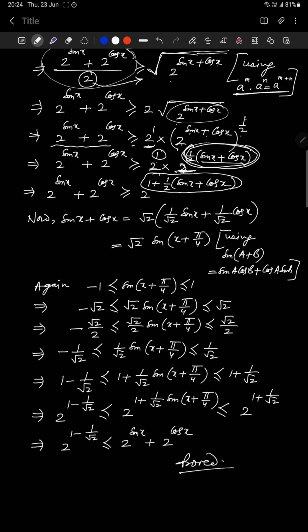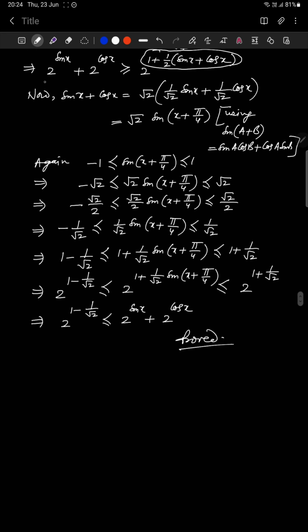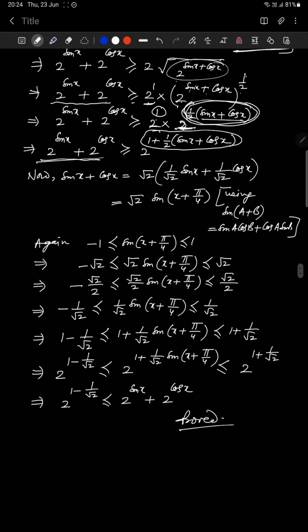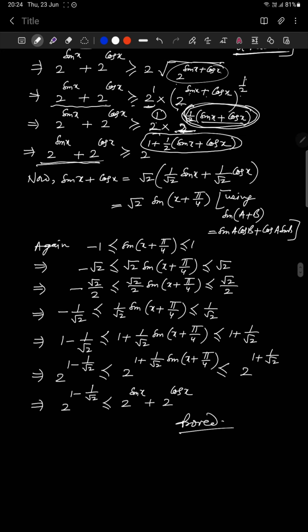I hope till this point it is clear, and on the left hand side it remains as it is. Now we are going to do a small exercise. As you see over here, sin x plus cos x is picked up from here and written over here, and that is multiplied by root 2 outside the bracket and 1 by root 2, 1 by root 2 inside the bracket, and finally this whole thing becomes sin(x plus pi by 4).